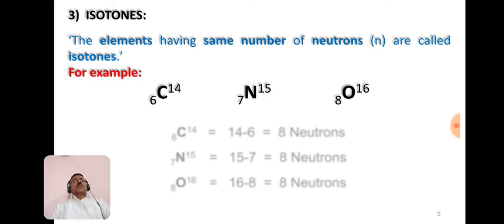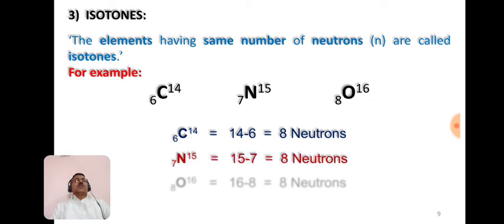Now for example, consider here carbon atomic number 6 and mass number 14, nitrogen atomic number 7 and mass number 15, and oxygen atomic number 8 and mass number 16. So in case of carbon, mass number 14 minus 6 atomic number is equal to 8 neutrons. Mass number is nothing but the addition of the number of protons and number of neutrons. So by subtracting the number of protons from mass number, we have 8 neutrons.